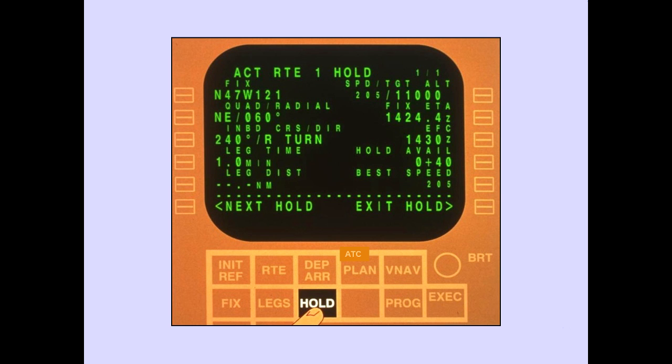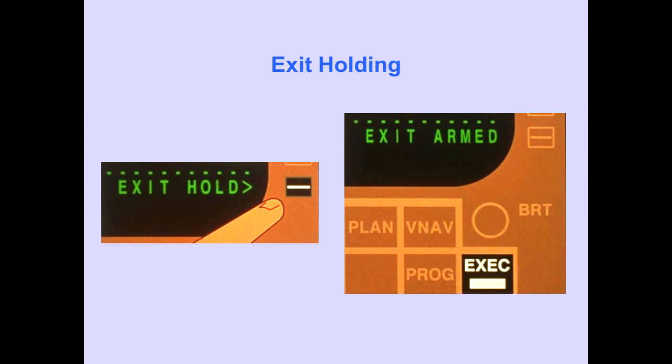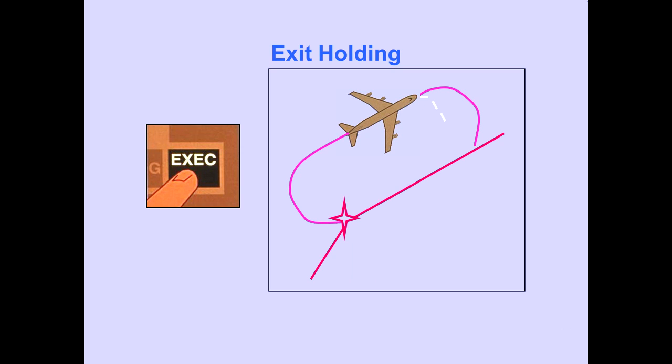When a hold at waypoint is part of the active route, pushing the hold key displays the hold page. To leave the holding pattern, push the exit hold line select key. Exit armed replaces exit hold and the execute key light illuminates. Pushing the execute key removes the holding pattern. The FMC directs a turn to return to the holding fix via the inbound course and continue on the active route.